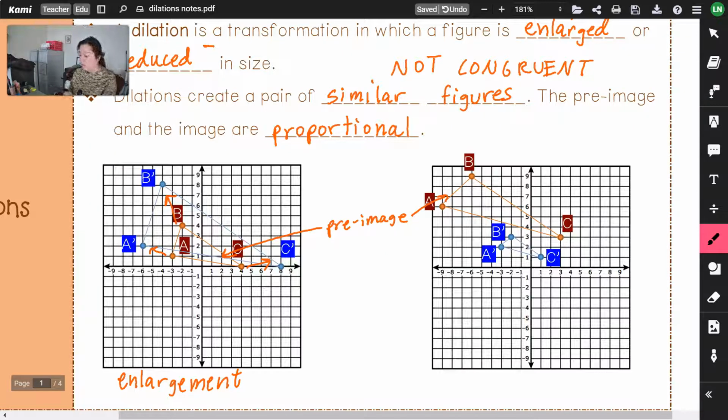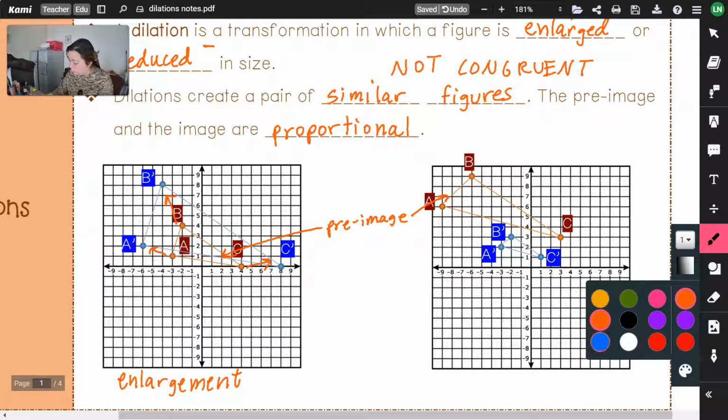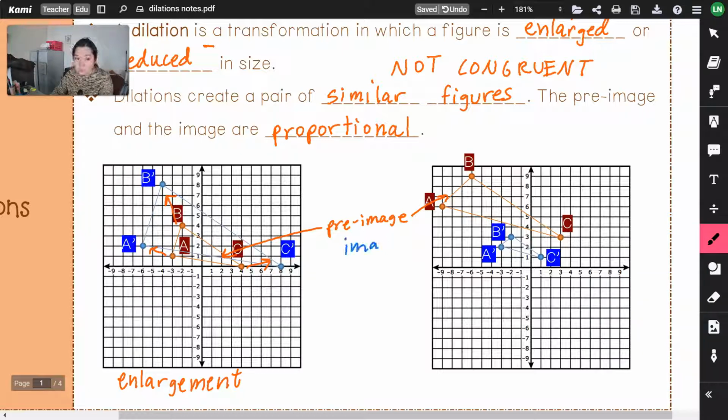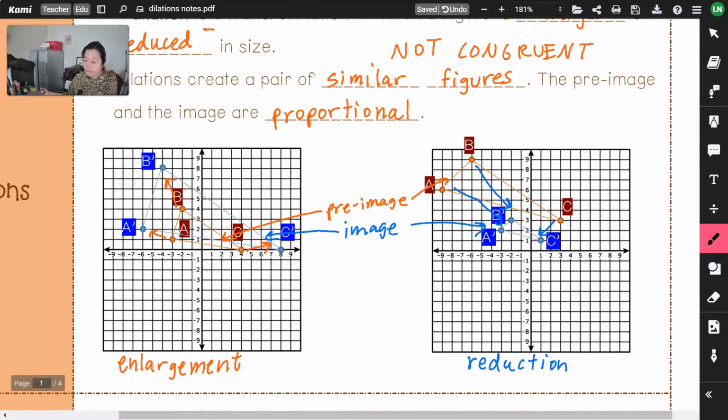Okay. Meanwhile, our picture on the right, in blue, this is our image. Well, this time around, the points are not going out anymore, they're going in. Inside. So that means that this is a reduction. I think most of you can tell just by looking at it, but just in case you're second-guessing yourself, you can draw the little arrows to help you. Okay? So those are the 2 types of dilations, an enlargement or a reduction.